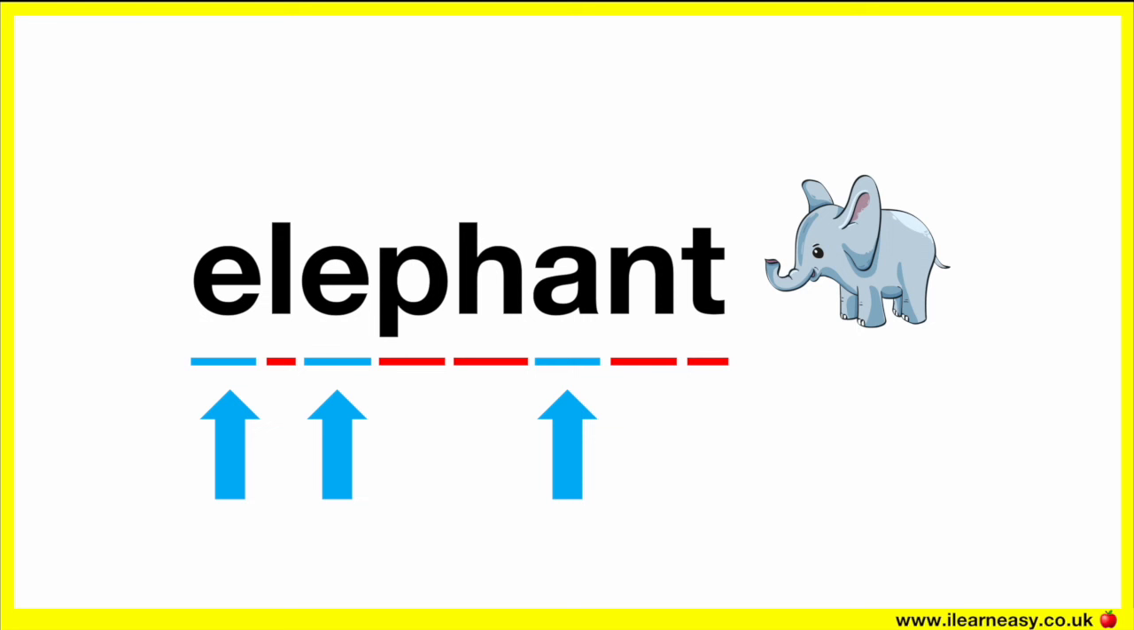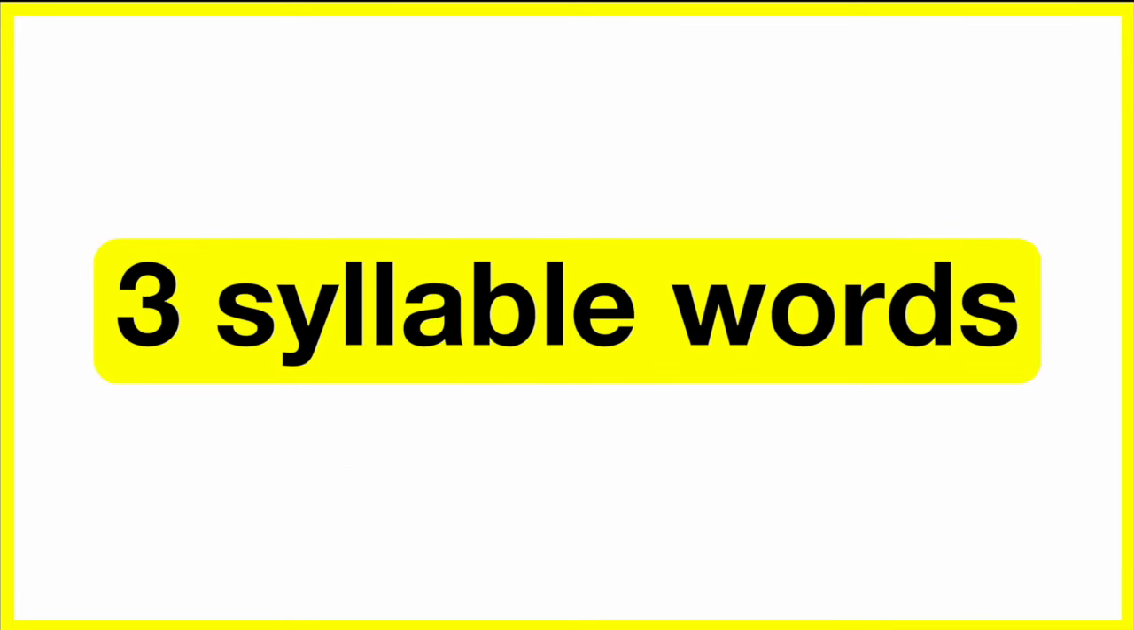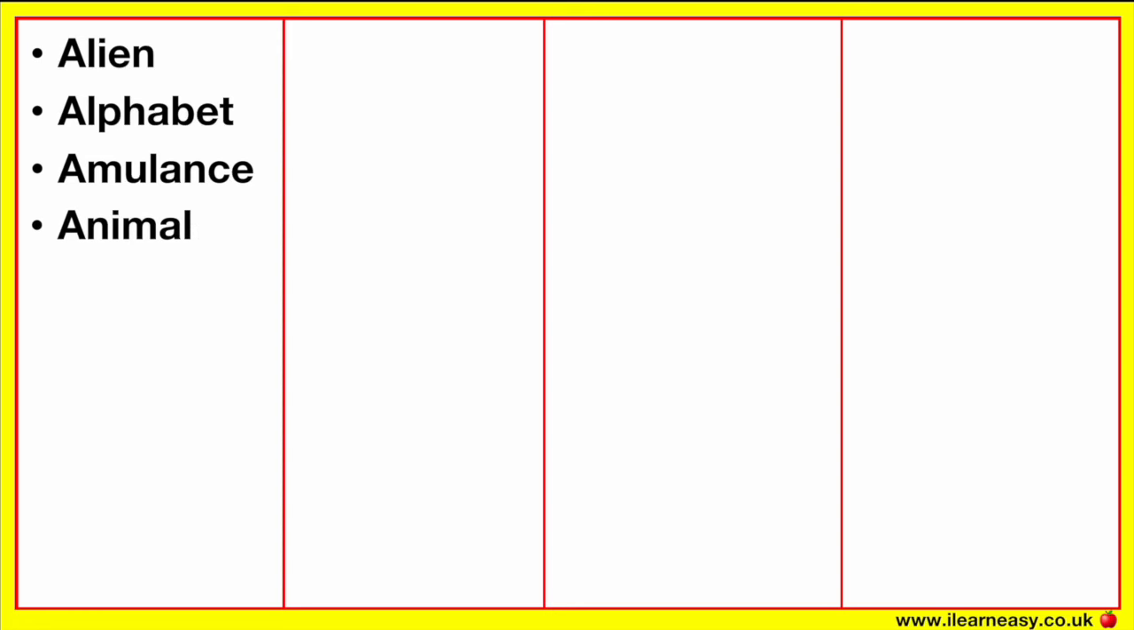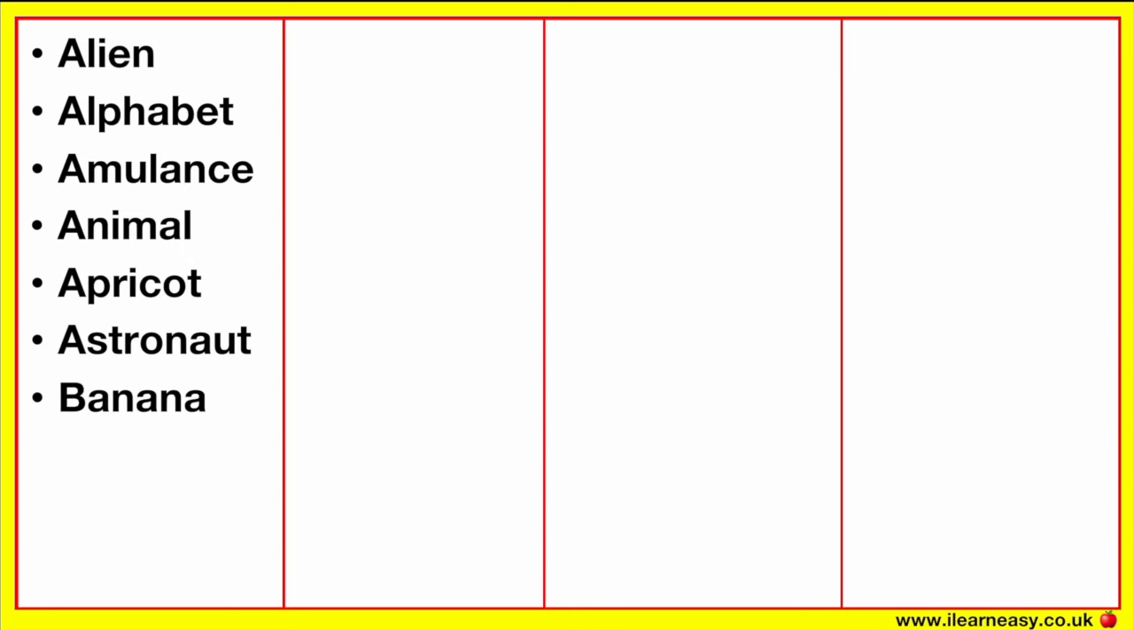Elephant. Now let's look at a list of three-syllable words. Alien. Alphabet. Ambulance. Animal. Apricot. Astronaut. Banana.